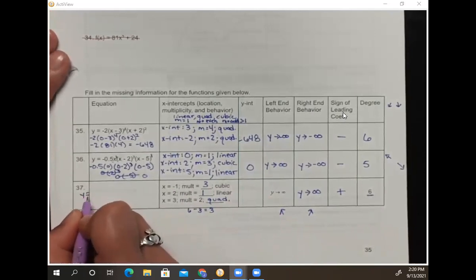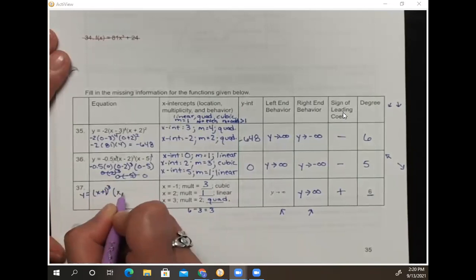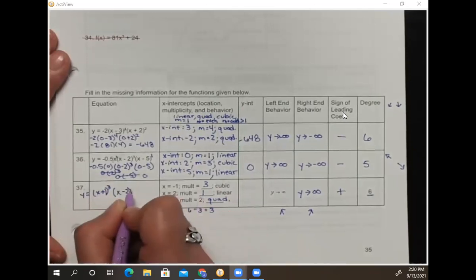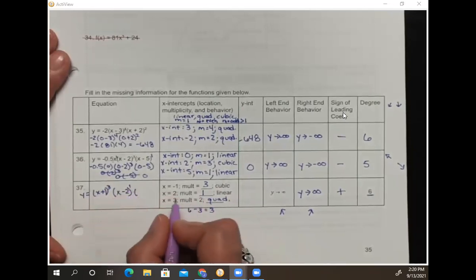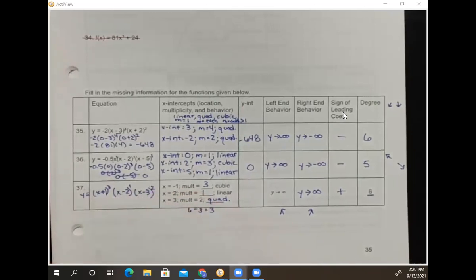So I would have y equals x plus 1 to the third power times x minus 2 to the first power. You can write that 1 or not. And then x minus 3 to the second power. I'm going to assume that my lead coefficient is 1 here because they haven't given any other information. If they had given me the y-intercept, I could see for sure if it was 1 or not. But since they haven't, I'm just going to assume 1 and use that to find my y-intercept.